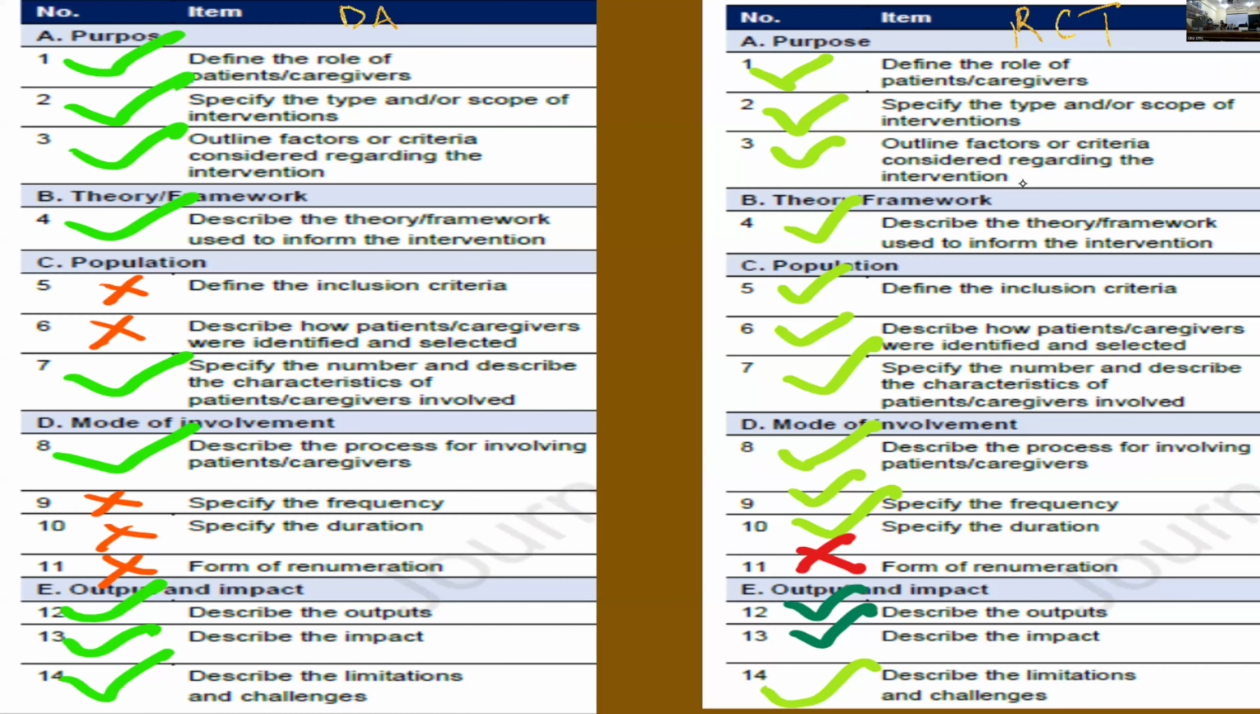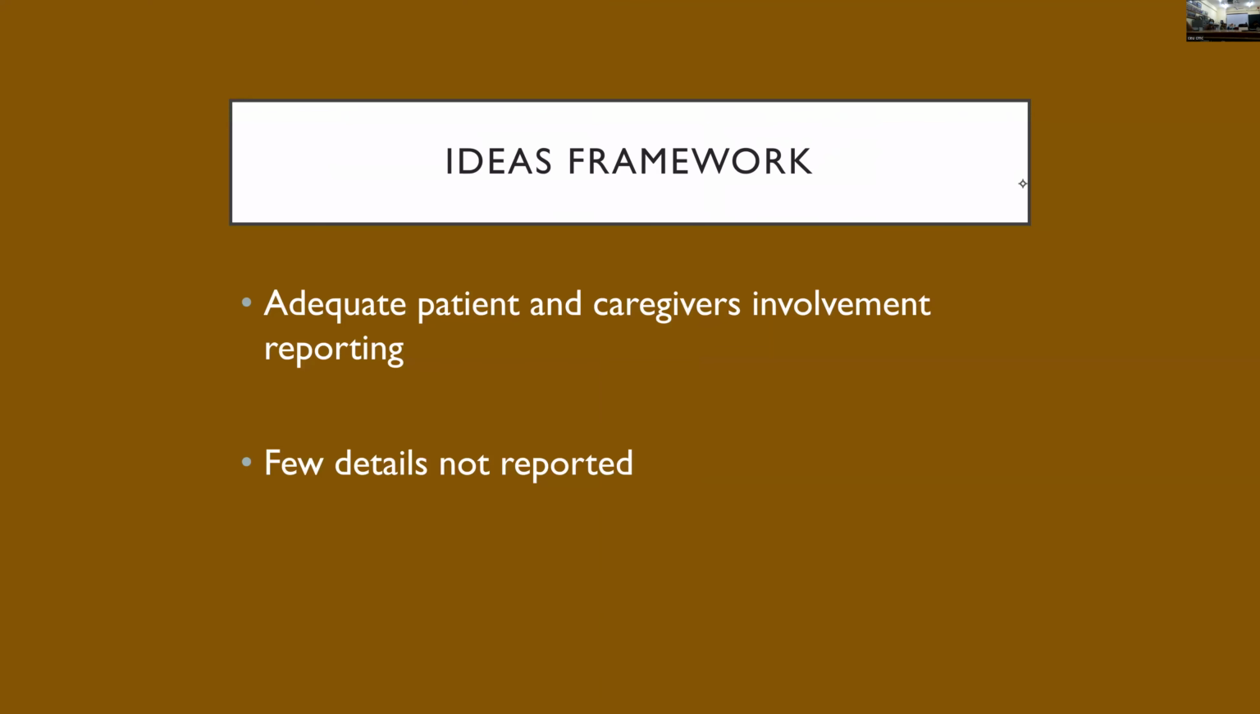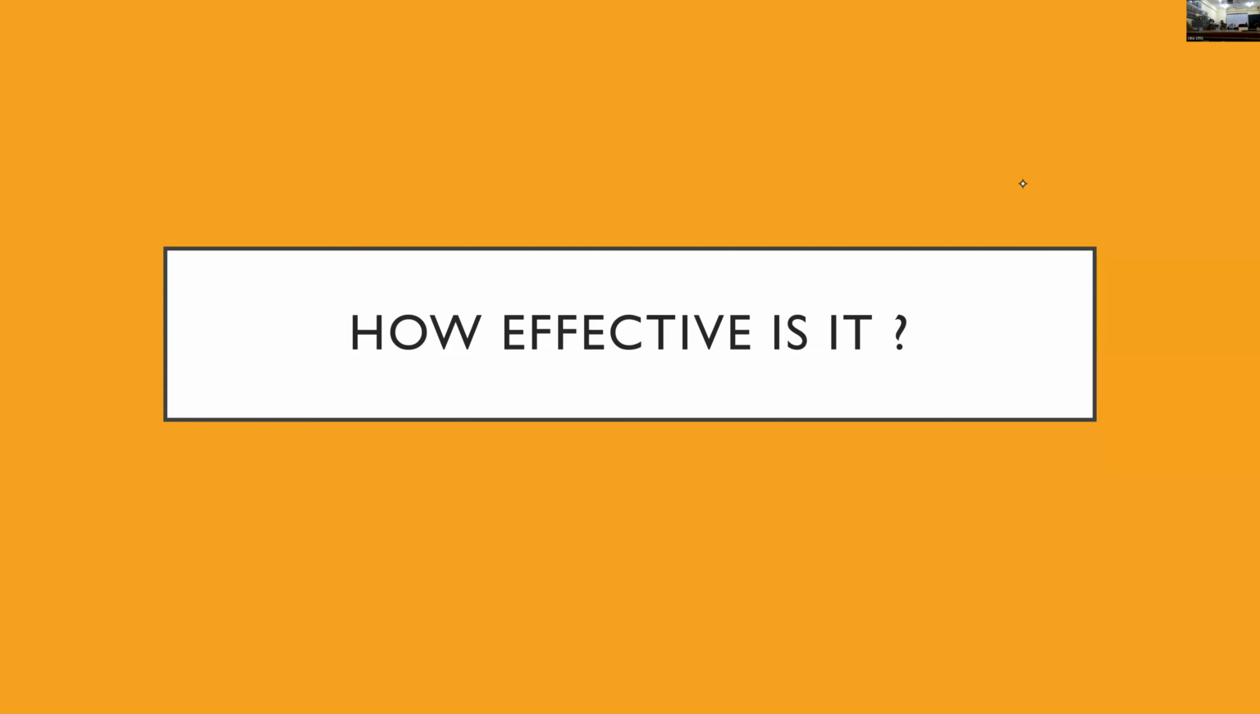So now to summarize with the IDEAS framework, this is for the development study and this is for the RCT. Actually, it was a well-reported study. Few things like the frequency, duration, and remuneration were not given. I think apart from this, everything else was reported. In the RCT, they have actually reported everything, and there also the form of remuneration is not mentioned. To conclude, it was very adequate and good reporting. Only a few details were not reported explicitly.